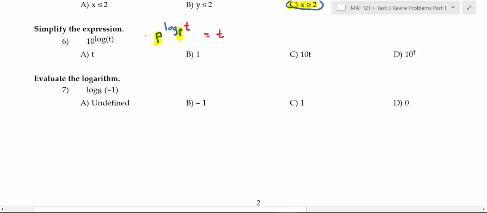All right, so what you want to look at on this problem is this is really 10. If you have a log without a base, remember that is understood to be base 10. So that means these things match. So whatever this expression right there is gives the answer. The answer to that problem is A or T.